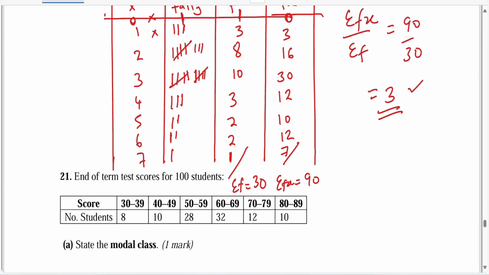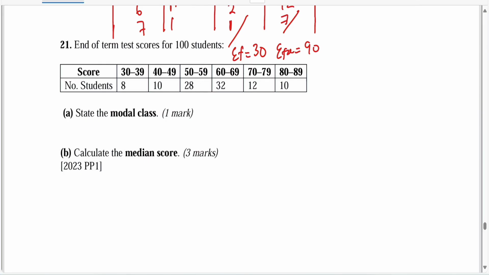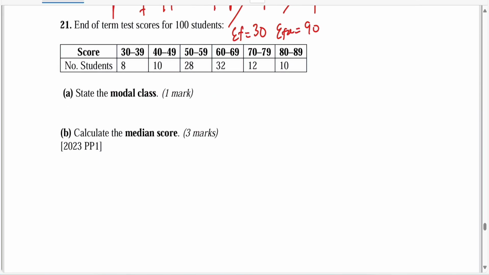So very easy. Okay, question 21, end of term test scores for 100 students, as follows. So scores are this, number of students are as you see on the screen. State the modal class. The modal class is the one with the highest frequency. So it's this one. No. Sorry. The highest frequency is this. So this is your modal class.